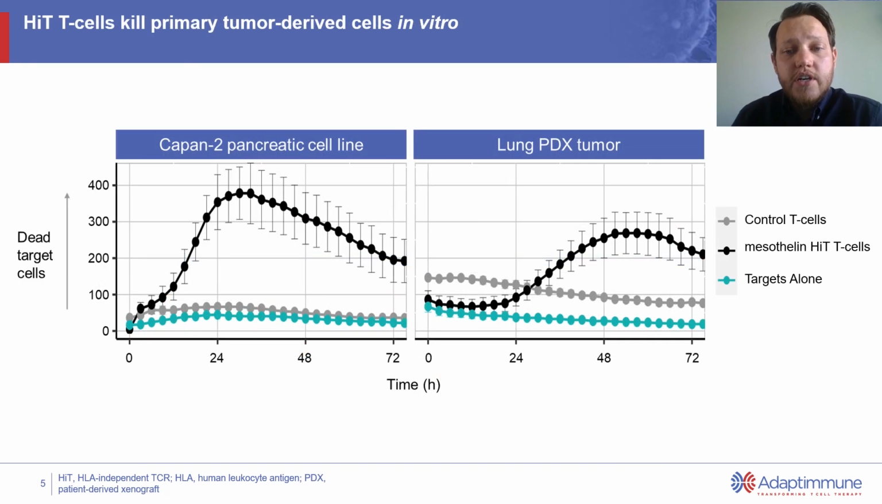We then co-cultured our HIT T cells with mesothelin target cells in a killing assay. Compared to the control T cells, the HIT T cells kill both the antigen-positive CAPAN2 cell line as well as lung PDX model with maximal killing at around 24 hours and 48 hours.